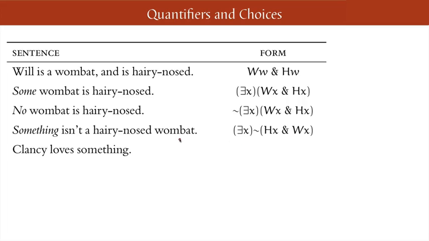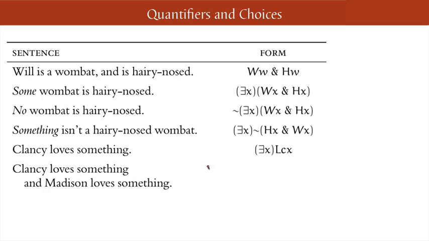Similarly, if I'm to say that Clancy loves something, I say that there is something that fills the Lcx role. There's something I can find for x that Clancy loves. So to say that Clancy loves something and that Madison loves something, I can conjoin "there is something that Clancy loves" with "there is something that Madison loves."